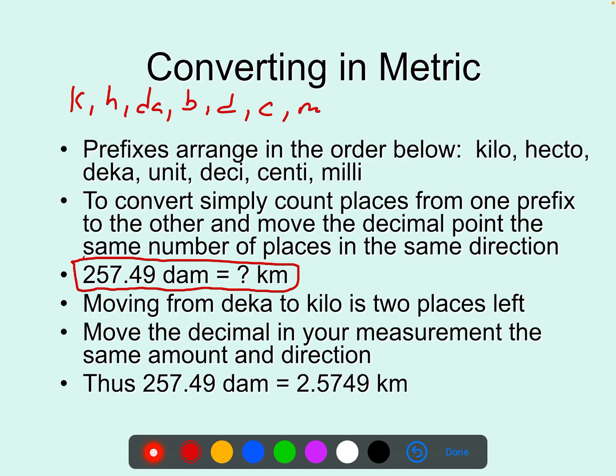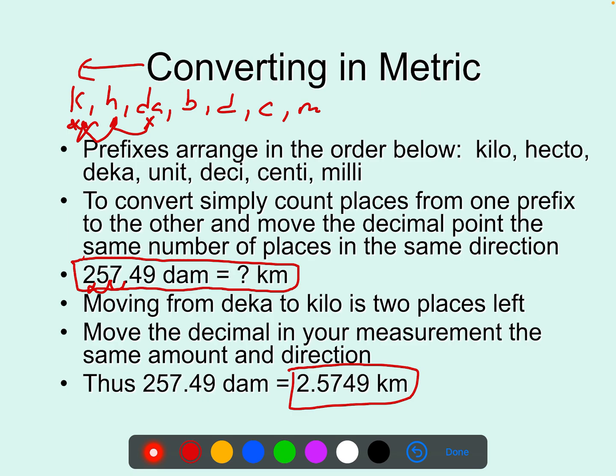Okay, so in this case, we're starting at decameters right here, and we're going to kilometers here. So I'm going in that direction, so I'm going to be moving left, and then how many places will I be moving my decimal point? Once, twice, right? That's it. So I'm going to do the same on my actual problem here, once, twice. So my actual answer is 2.5749 kilometers. Notice the number is smaller because the kilometer is longer.